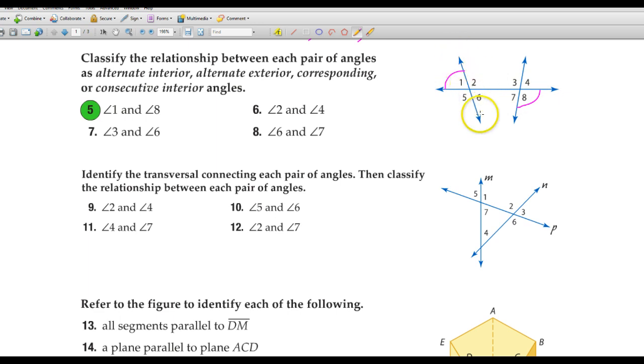So the angles are on opposite sides of the transversal, or alternating sides. And in comparison to the placement of these two lines, all the angles here would be on the interior of those two lines. All the angles to the left of this line and to the right of this line would be on the exterior of these two lines. So angles 1 and 8 are alternate exterior.